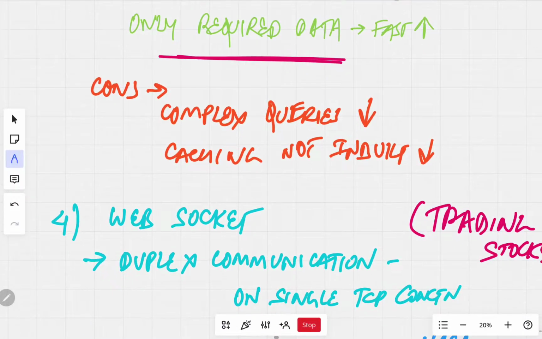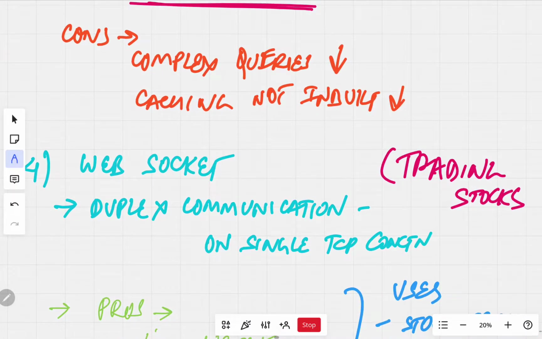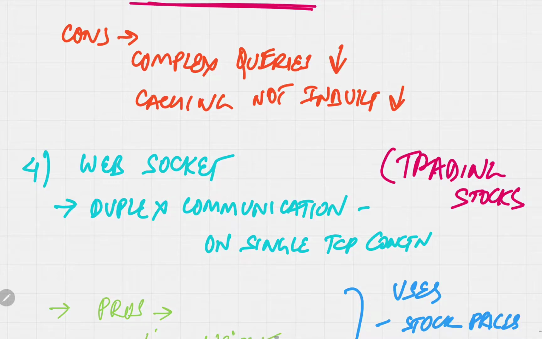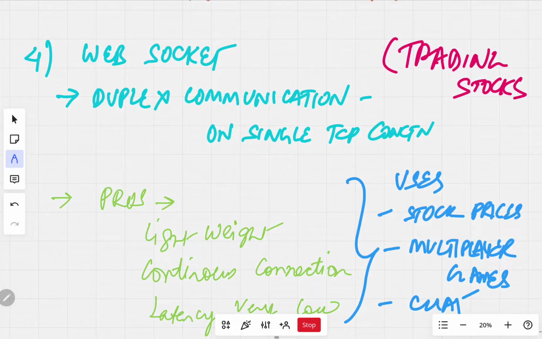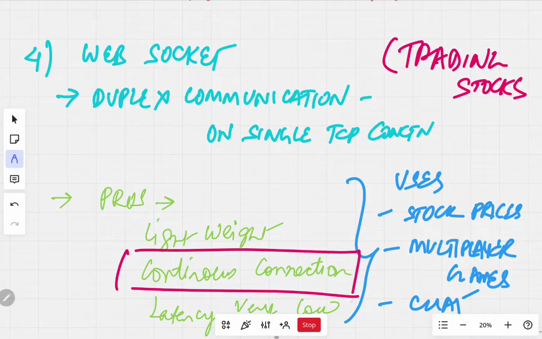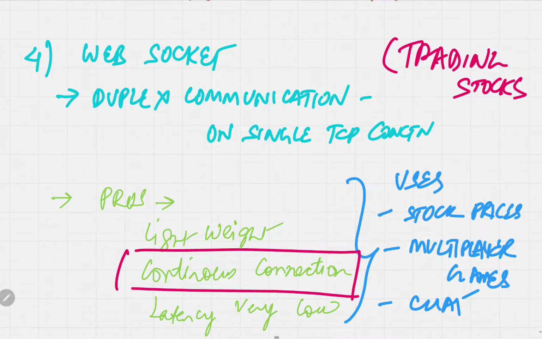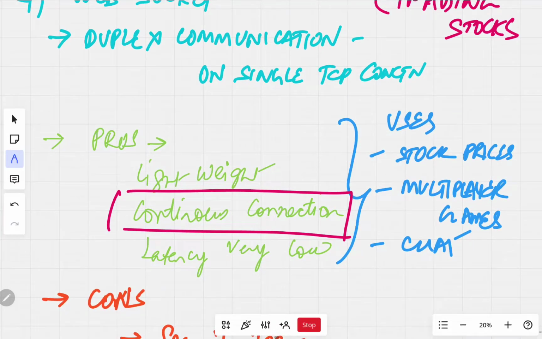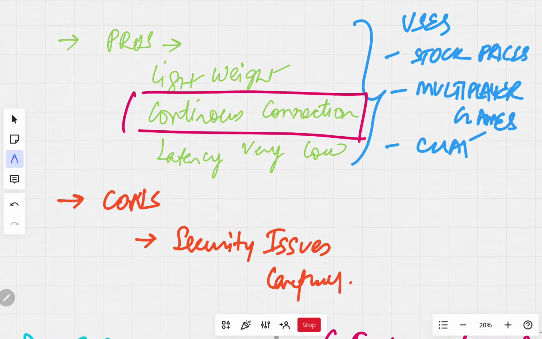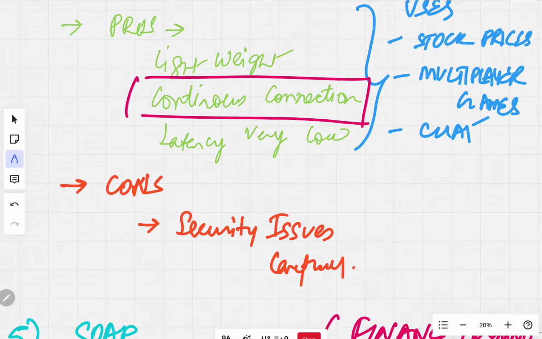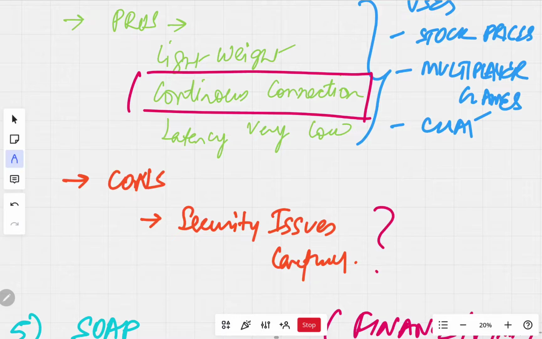Fine. WebSockets, the fourth one, related to live trading, stocks. Why? Because we have a duplex communication over the single TCP connection. Lightweight, we have continuous connection, that's why it's reflecting in the stocks. So try to think it in this way. What features does a stock trading app have? Continuous connection. Latency should be very low. Cons, security issues, not so well. We have to be careful about this.